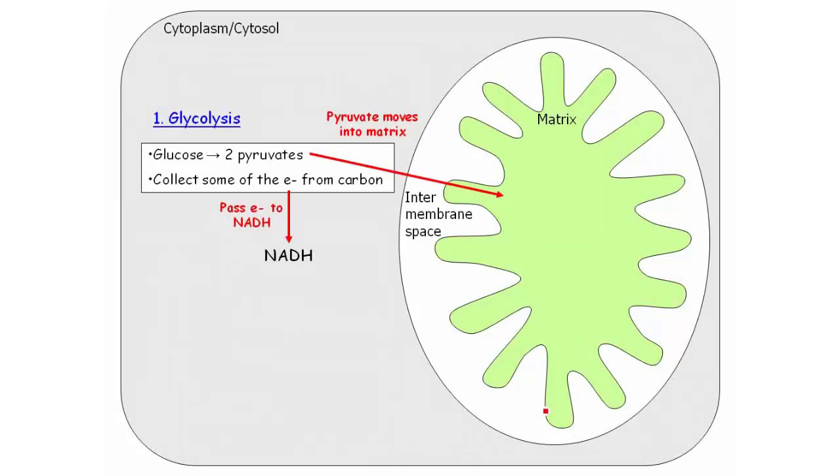Then we are going to take the pyruvate. It will be shipped into the mitochondrial matrix because that is where the citric acid cycle will be taking place. And pyruvate is an organic molecule.